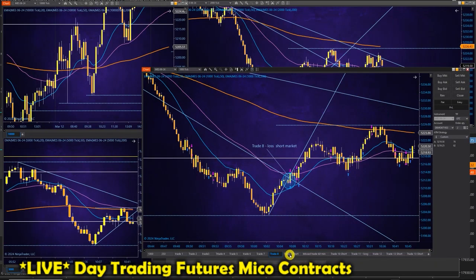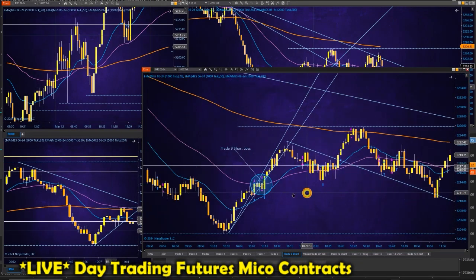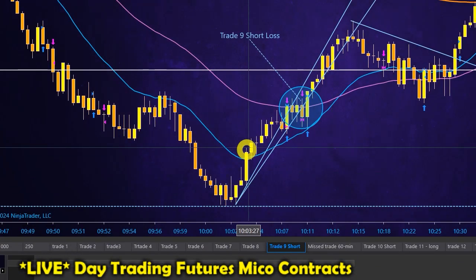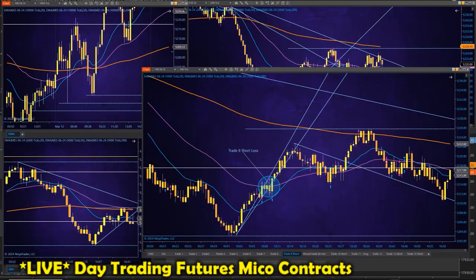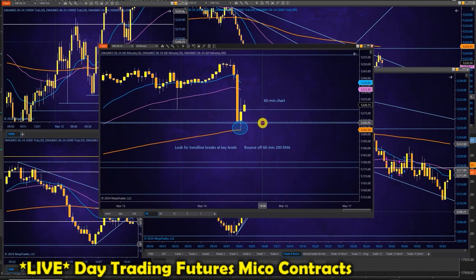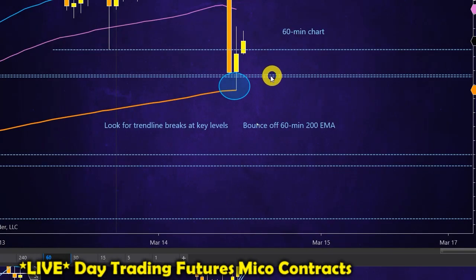Trade 8 and trade 9 are back to back right here. They're in the same area. Trade 8 and trade 9 are right next door to each other, and they both failed. Even if I'm not going to take a trade on it, I shouldn't be trying to short right here. Remember the 60-minute chart? I should glance over and take a look at what's going on.